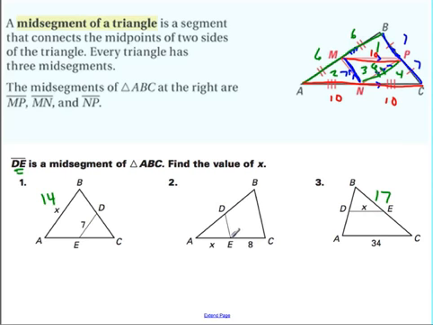Secondly, in order to form the midsegment, remember we're working with midpoints. That means that E is equidistant from A and C. So if EC is 8, that means 8x has to equal 8 in this case right here. It's because AE has to be the same distance as EC.